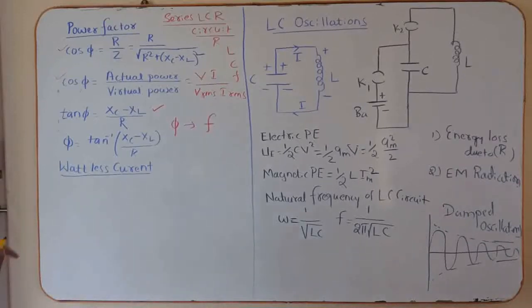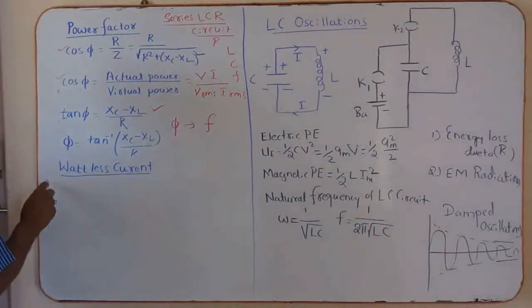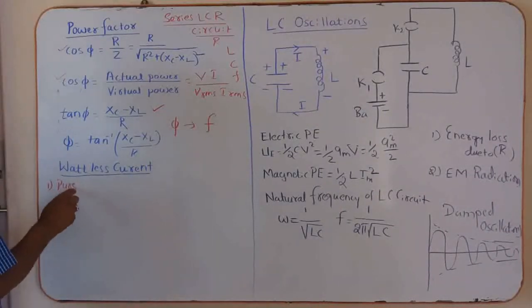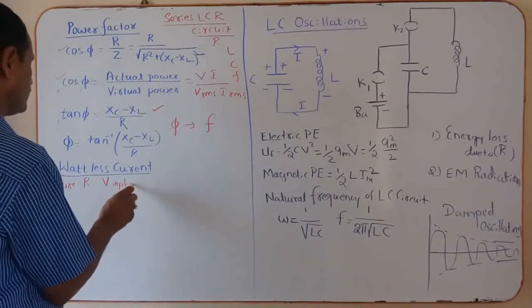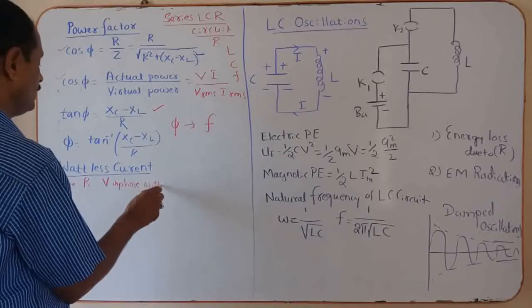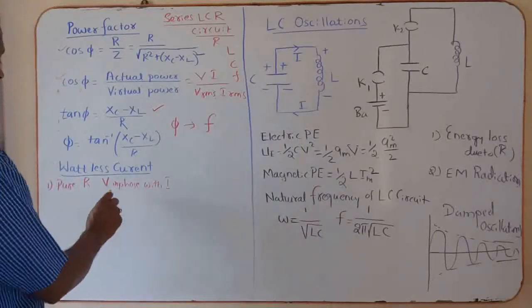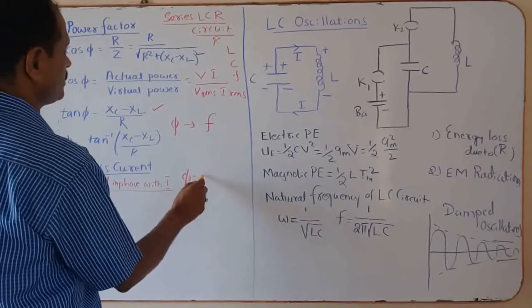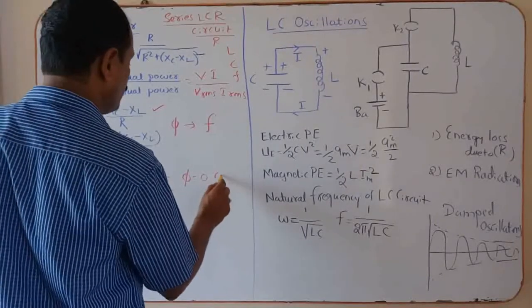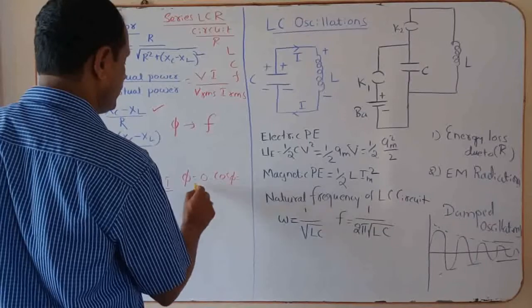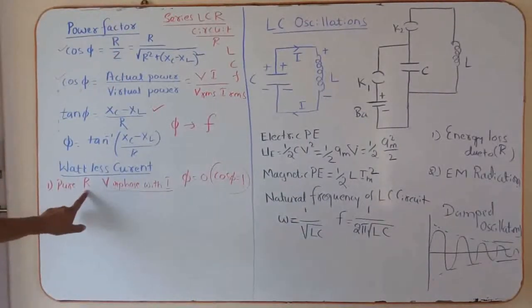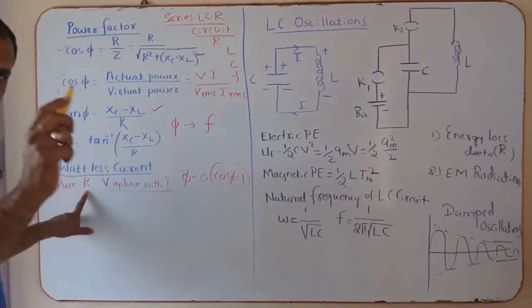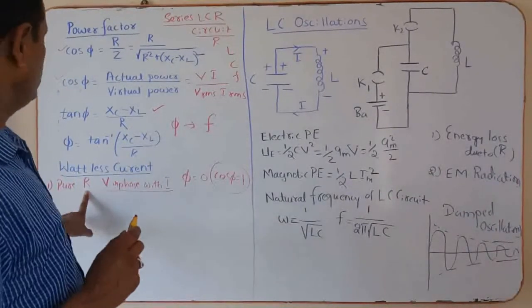Now let us discuss this expression. In a pure resistive circuit, what happens? V is in phase with I, the phase difference is 0. Power factor cos phi is cos 0, which is 1. Power factor is 1 for the pure resistive circuit. This is the first point.